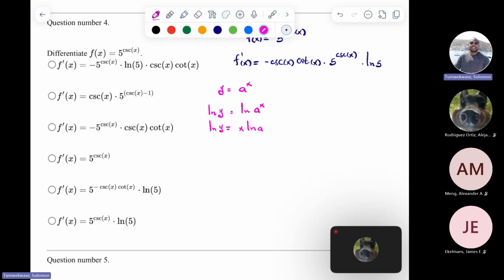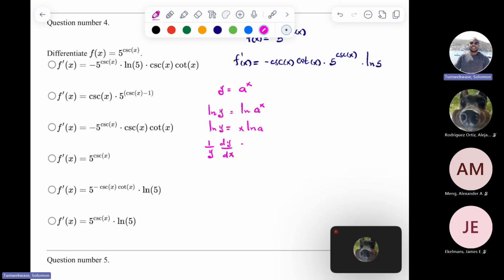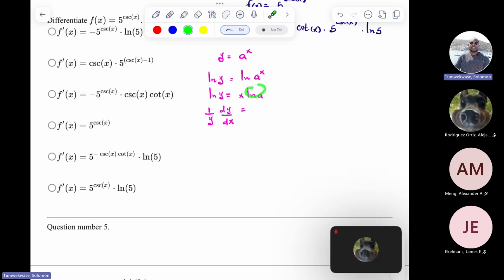Now, when I take derivative both sides with respect to x, this will be 1 over y, because you know that whenever I take natural log of f of x, this is f prime of x over f of x. So you take the derivative over the function that you're trying to differentiate. So the derivative of y, 1 over y, but I'm respecting x, so this is dy dx, is equal to, by product rule, I hold the x, I differentiate natural log of a, but natural log of a is a constant, so that becomes 0, then plus natural log of a times the derivative of x, which is 1.